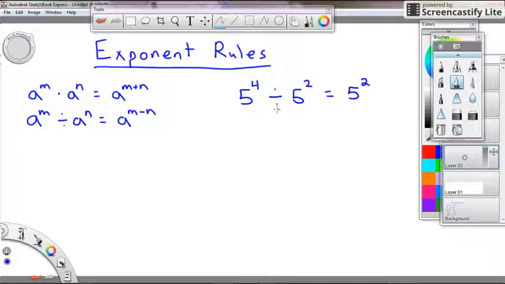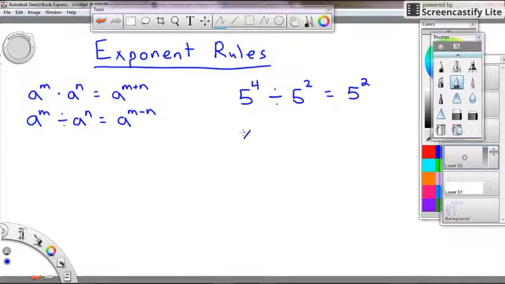Okay, now the order does matter here. So it's just like subtraction. You always take the dividend's exponent and subtract the divisor's exponent, but really just think of it as subtraction, okay? This one minus this one. All right, let's do another one.